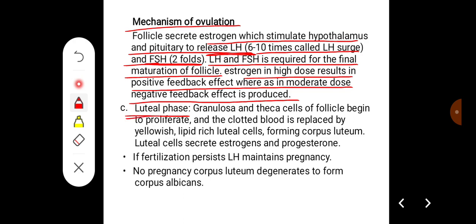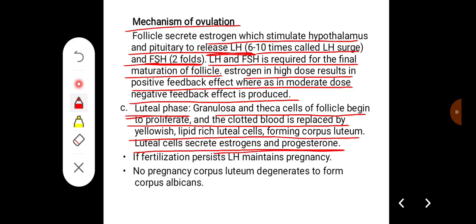Then in luteal phase, granulosa and theca cells of the follicle begin to proliferate and clotted blood is replaced by yellowish, lipid-rich luteal cells forming corpus luteum. Luteal cells secrete estrogen and progesterone. If fertilization occurs, LH maintains the pregnancy, and if no pregnancy, the corpus luteum degenerates to form corpus albicans.